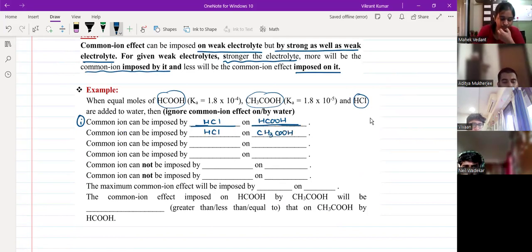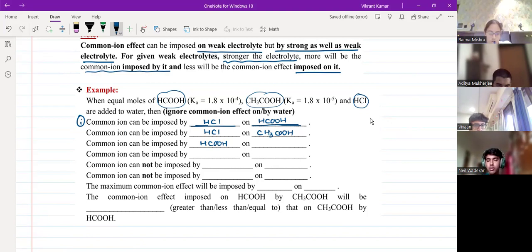Aditya, tell me, if I am writing here HCOOH, it will impose common ion effect on what? You have got three substances, HCOOH से लगा रहे हैं, किस पे लगा सकता है? Can it impose common ion effect on HCl? Aditya?